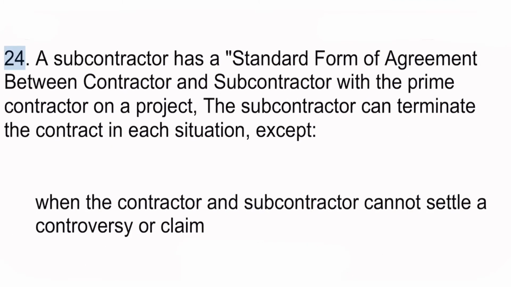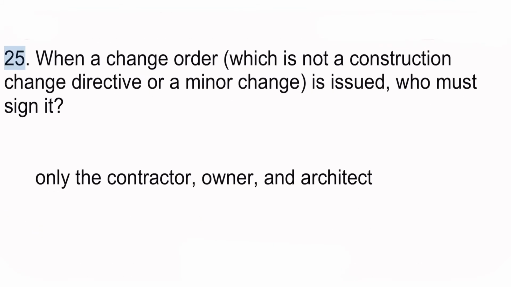24. A subcontractor has a standard form of agreement between contractor and subcontractor with the prime contractor on a project. The subcontractor can terminate the contract in each situation except when the contractor and subcontractor cannot settle a controversy or claim. 25. When a change order, which is not a construction change directive or a minor change, is issued, who must sign it? Only the contractor, owner, and architect.